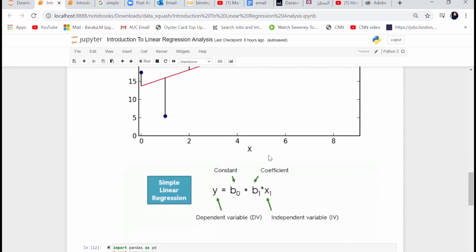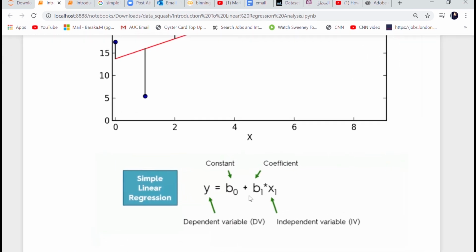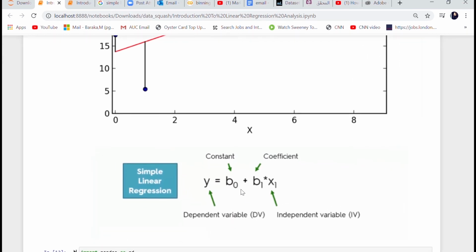Okay, so here basically is the linear regression equation. This is the simple linear regression, again, because we have one x, one independent variable, and it looks so much like the linear equation. We have y, which is the dependent variable, is equal to beta 0, which is the constant, plus beta 1 x1. And beta 1 here is called the coefficient, and beta 1 is the most important thing in this equation.